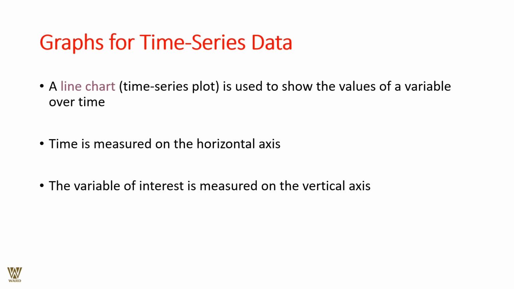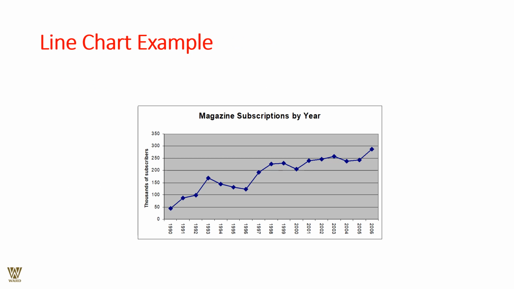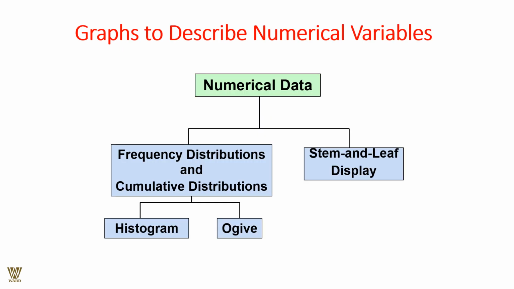Now, let me take you to the next graph, which is the graph for time series data. A line chart, or time series plot, is used to show the values of a variable over a period of time. Time is measured on the horizontal axis. The variable of interest is measured on the vertical axis. Remember, time is on the x-axis and the variable of interest is always on the y-axis. Look at an example of a magazine subscription by year, and you see the zigzag fashion that comes around it. Remember, time should always be on the x-axis, and the variable of interest on the y-axis. If you plot it, this is the line diagram that results.